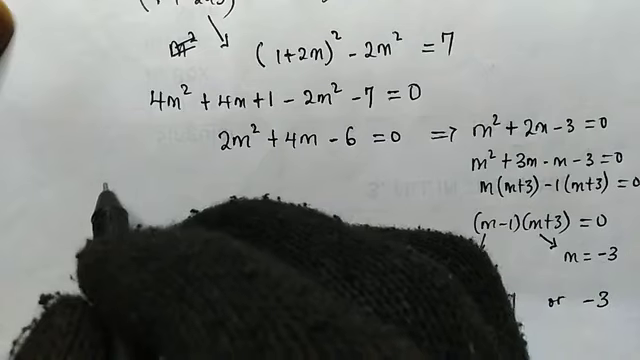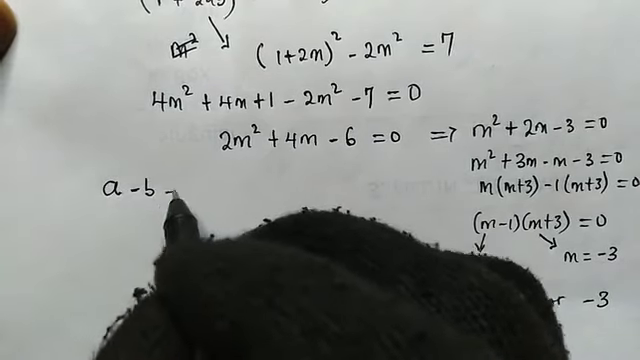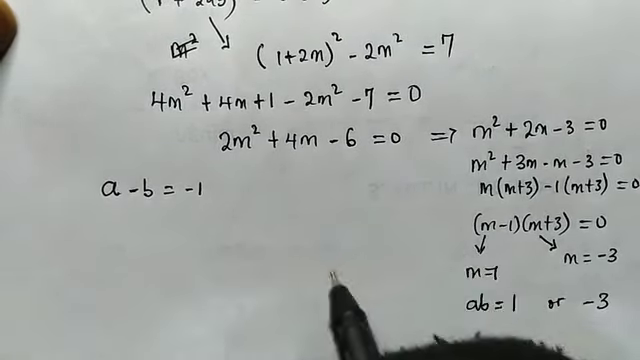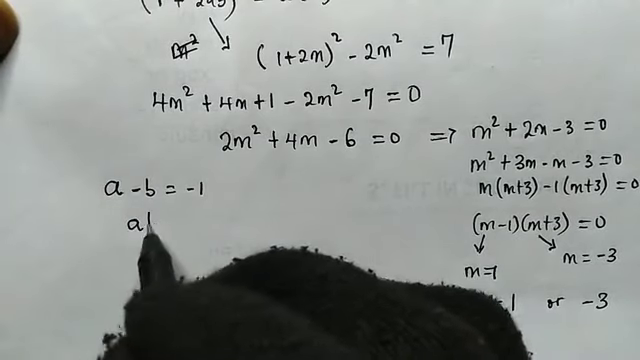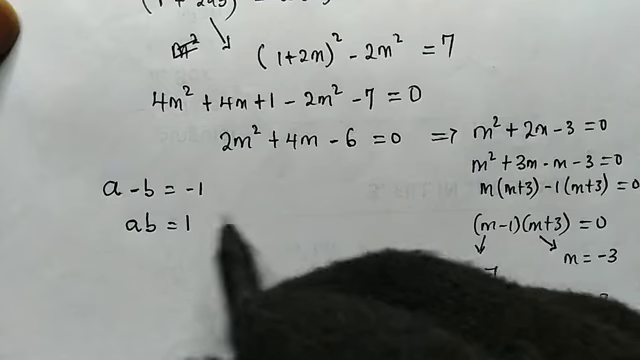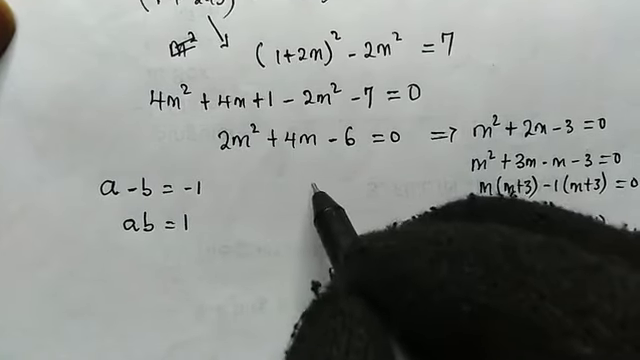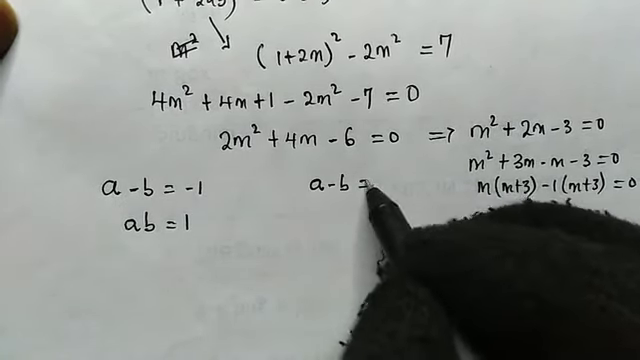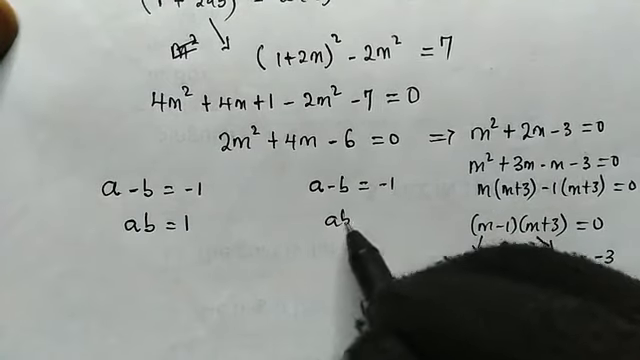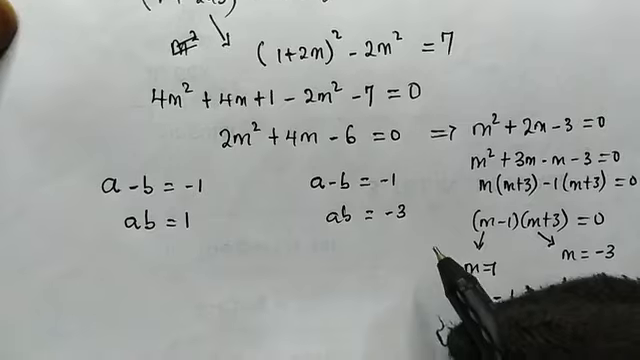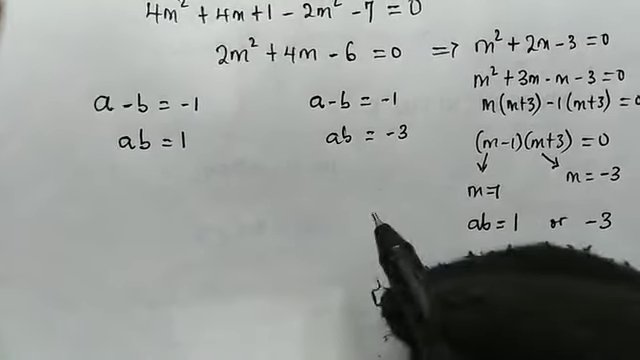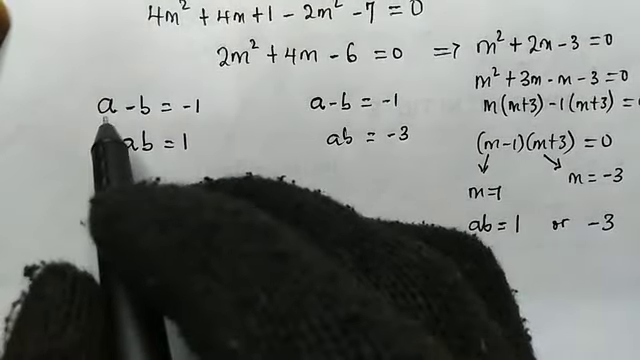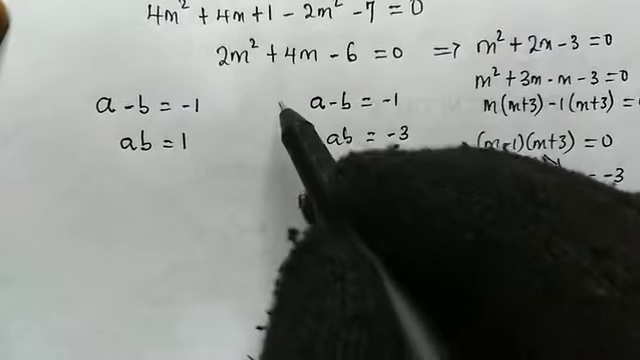So remember that a minus b is equal to negative 1. So here let us make use of a times b, which is equal to 1. So this is our case 1. And we have our case 2, a minus b is equal to negative 1 when a times b is equal to negative 3.